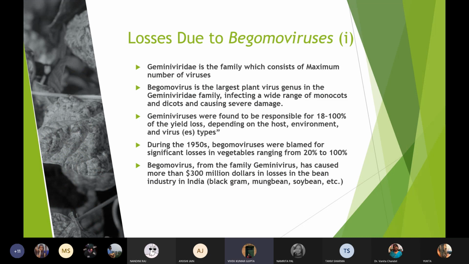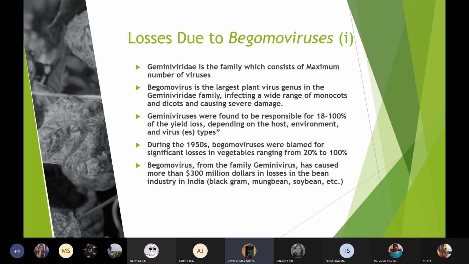Just going over some basic facts which have already been explained by my partners. Geminiviridae is the family which consists of a maximum number of viruses, and Begomovirus is the largest plant virus genus in the Geminiviridae family, infecting a wide range of monocots and dicots and causing severe damage.